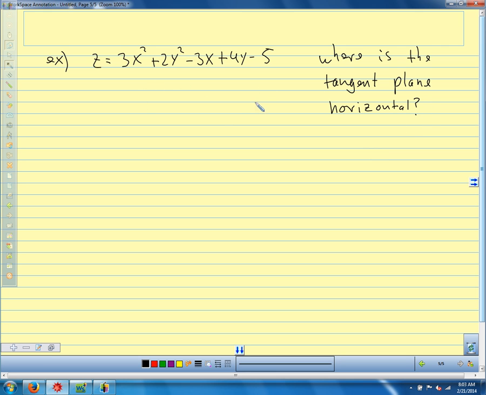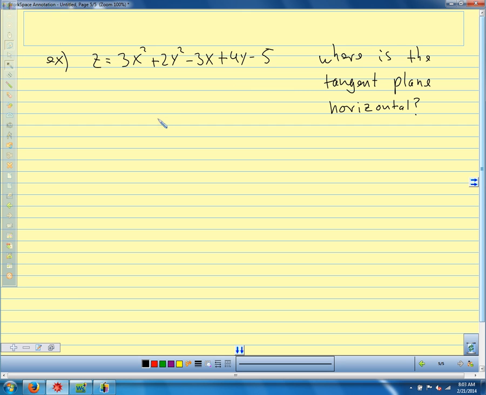First off, let's see if we can figure out what the surface would be. z equals 3x squared plus 2y squared minus 3x plus 4y minus 5. So our z term is linear, and our x and y terms are a shifted paraboloid. What we could do to figure that out is group the x terms, complete the square on the x terms, group the y terms, complete the square on the y terms to figure out our shift, our center for our paraboloid. So this would be a shifted paraboloid. So where do we think our tangent plane is going to be horizontal on a paraboloid? At the minimum, or at the vertex. So at the vertex of our paraboloid.